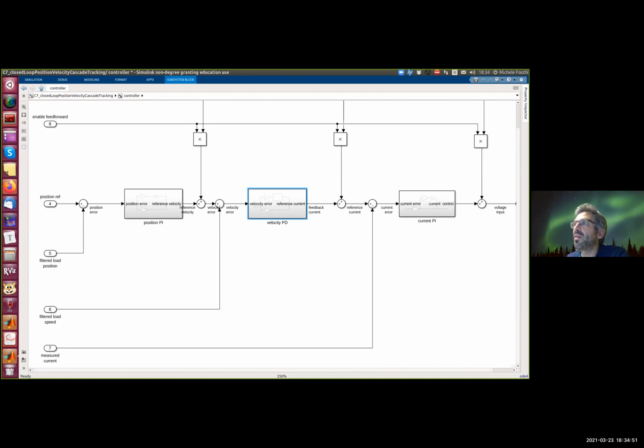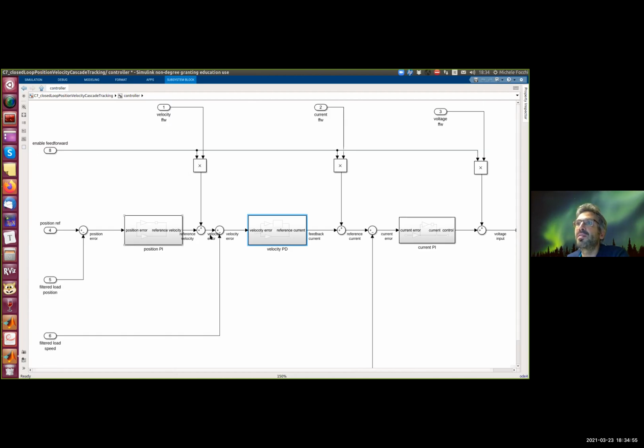And this is the feed forward from the velocity that is summed to the output of the position controller. So reference velocity plus feed forward velocity. Then we have the current reference that is coming from the velocity controller, plus the current feed forward, plus we have the back EMF compensation that is at voltage.